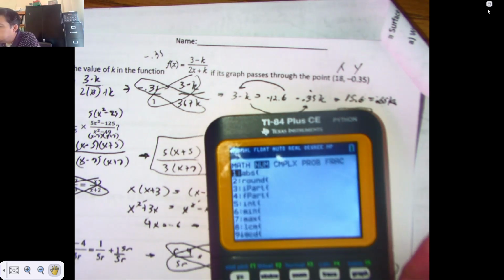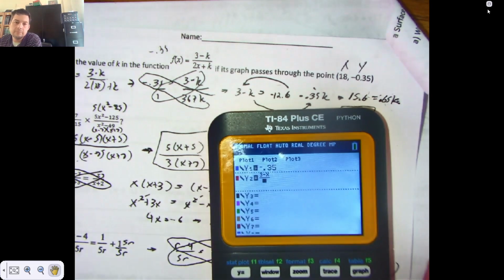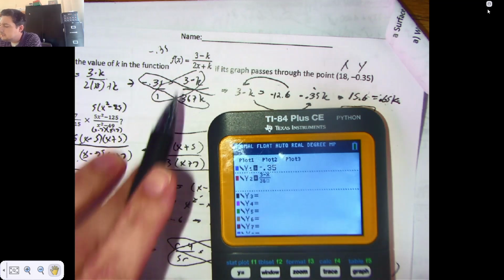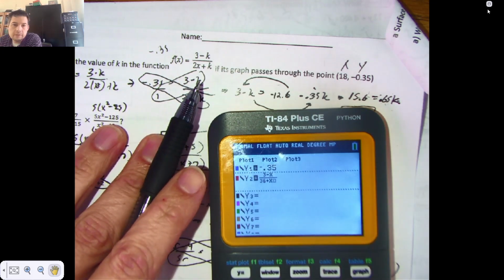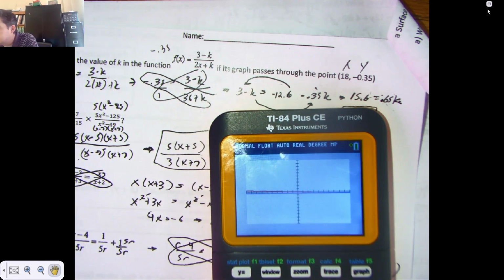So math, num, n over d. I don't know what k is. That's going to be my unknown, my x. That looks a little better. And here I see this 2x. Well, twice 18 is 36, and then plus x. Let me just plug stuff in, zoom 6 it, and then look for intersection.